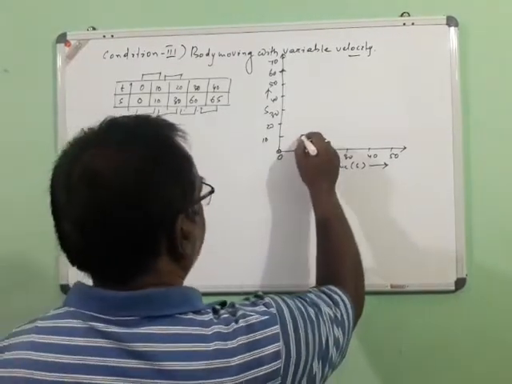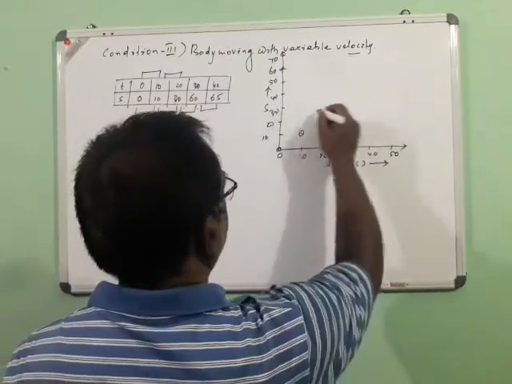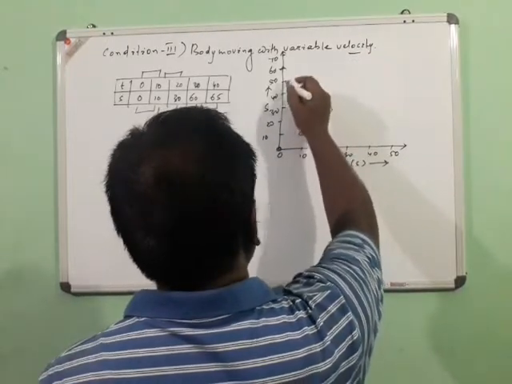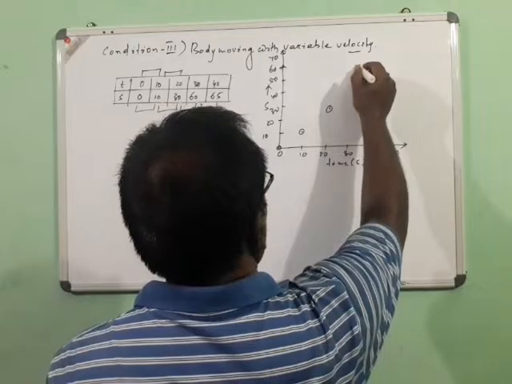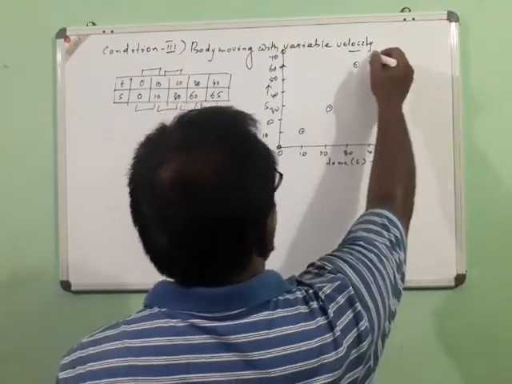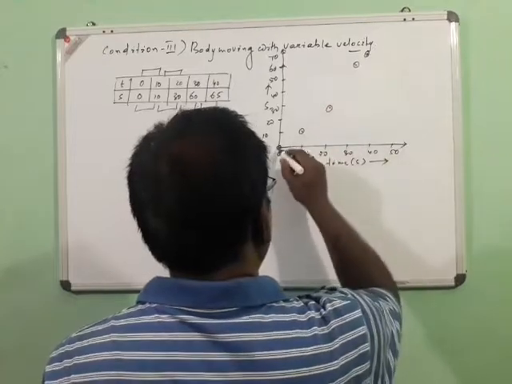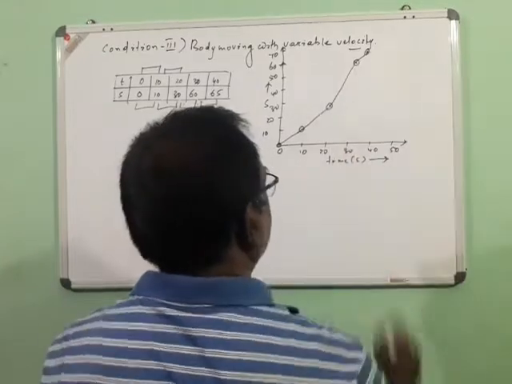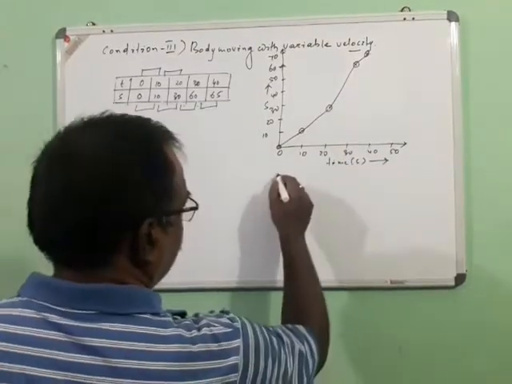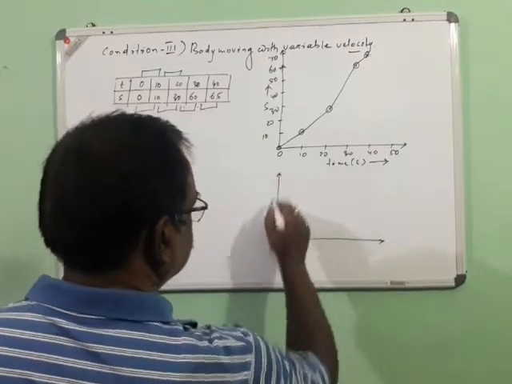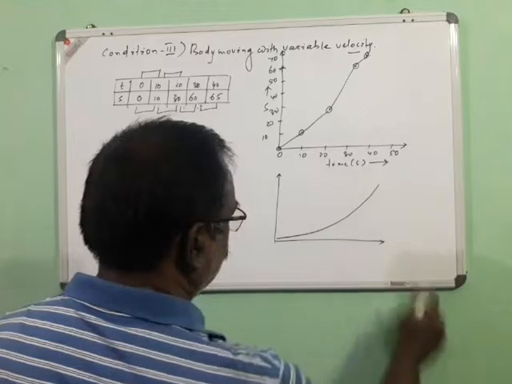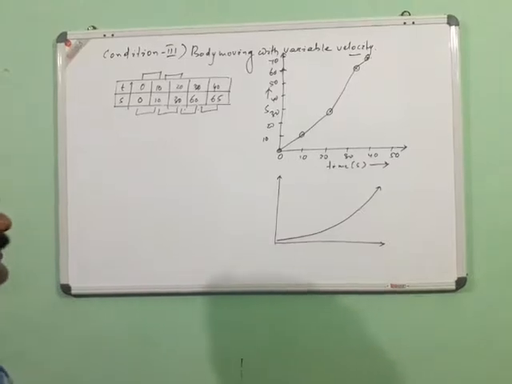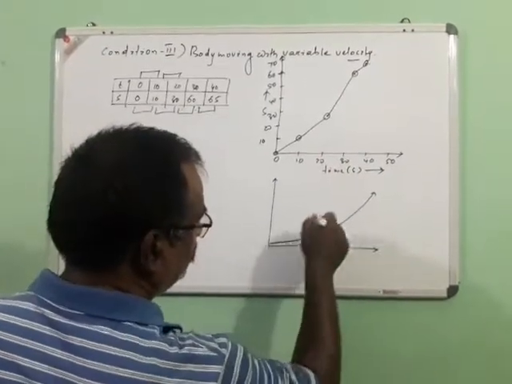After 10 seconds it has gone up to 10 meter, at 20 seconds 30 meter, at 30 seconds 60 meter, and at 40 seconds 65 meter. Whenever we join all these points, we may get a zigzag line, or we can also get a graph which will be a chord line.